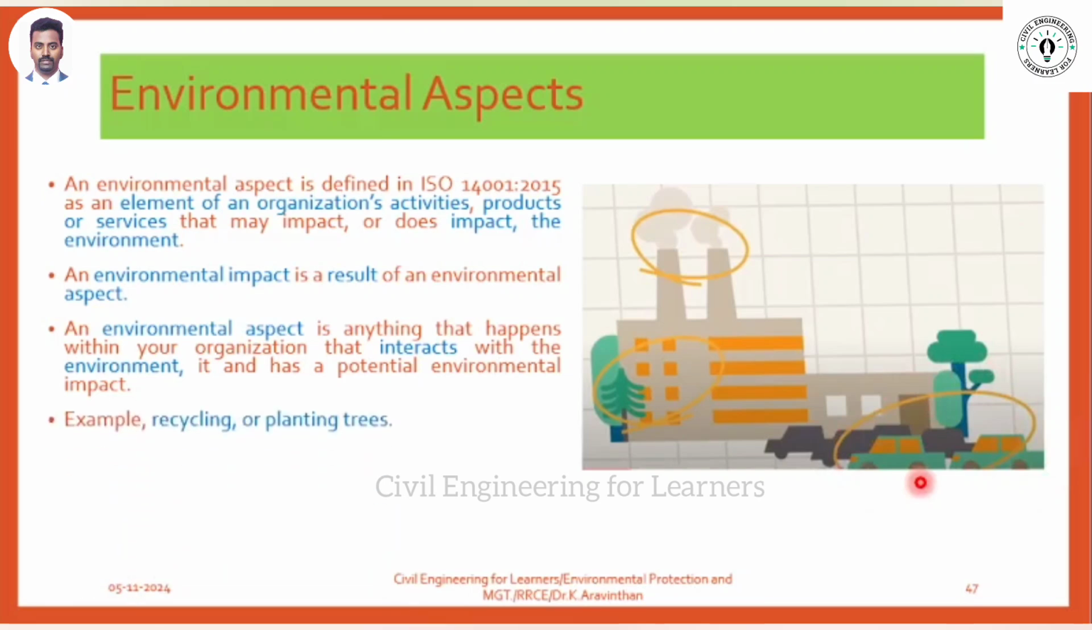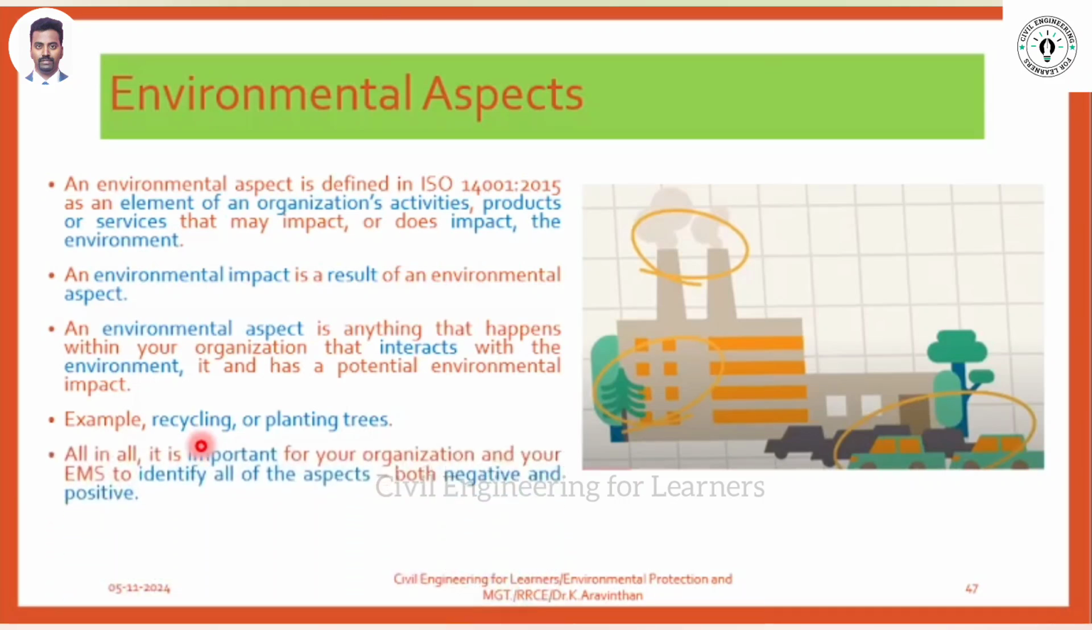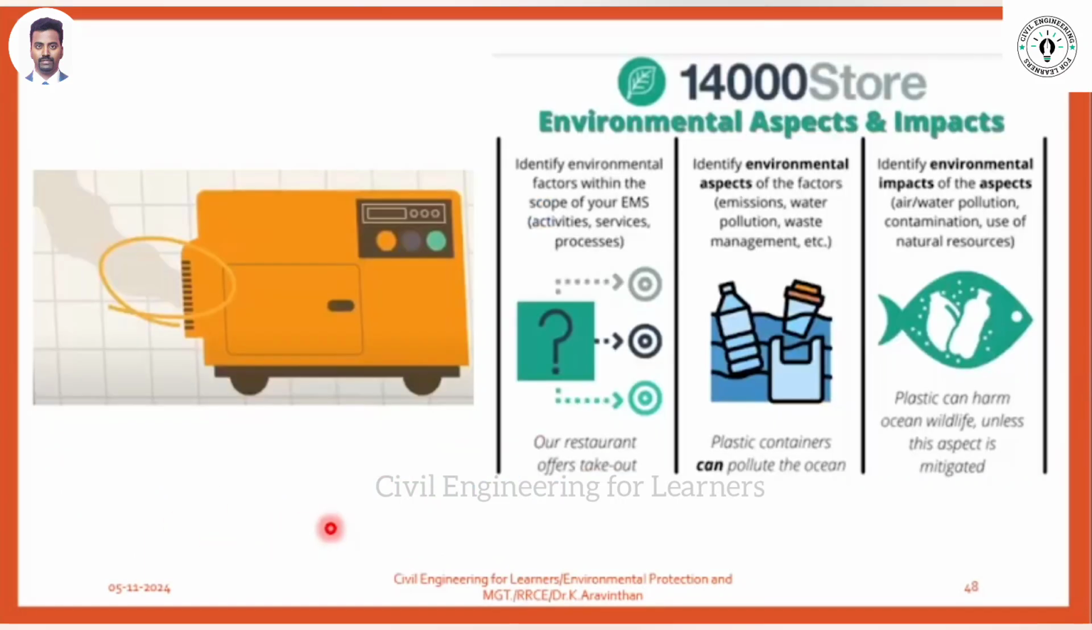This comes under the supply chain. An example is planting of trees. Recycling is another term for aspects. In identifying all aspects, they can be both negative and positive. Now, you are running a generator in your industry. What kind of aspects will be there? There will be smoke exhausted from a diesel generator. So that is a negative aspect.